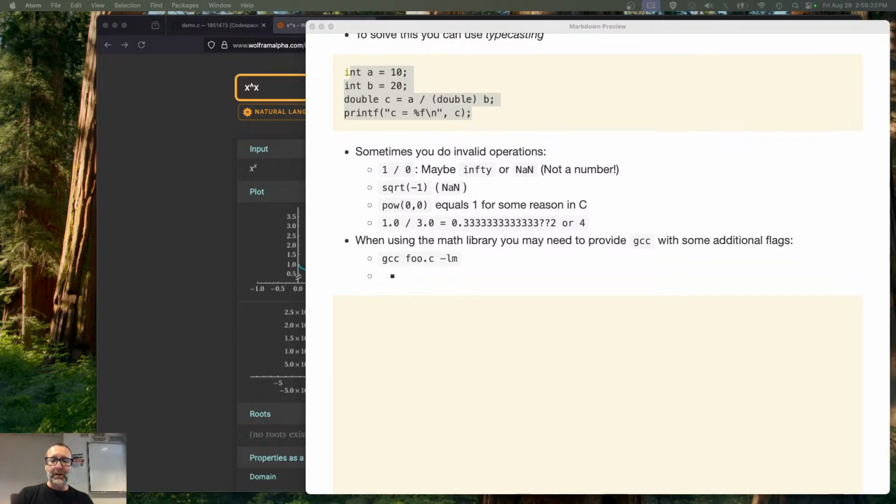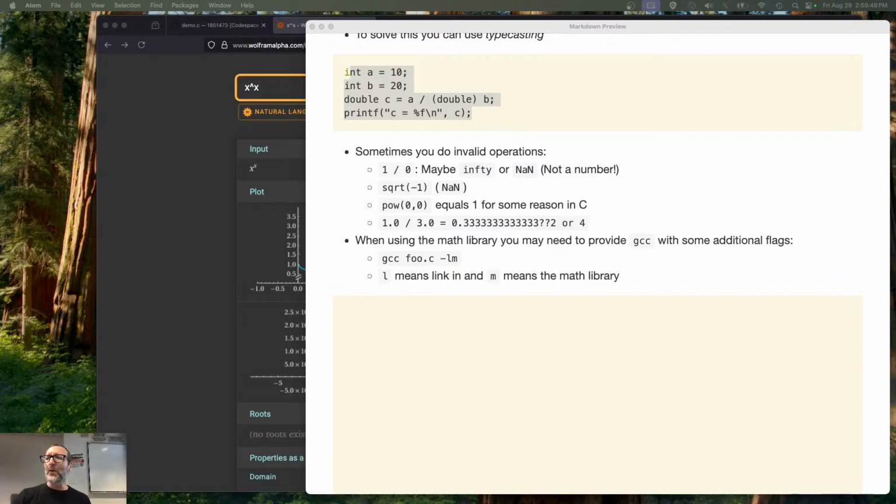Hyphen L means link in, and M means the math library. So if you're using something in the math library, more than likely it's going to say, I don't know where the math library is. And so I'm going to tell it, well, link into the math library wherever it happens to be on the system. This may or may not be required. It depends on your setup.